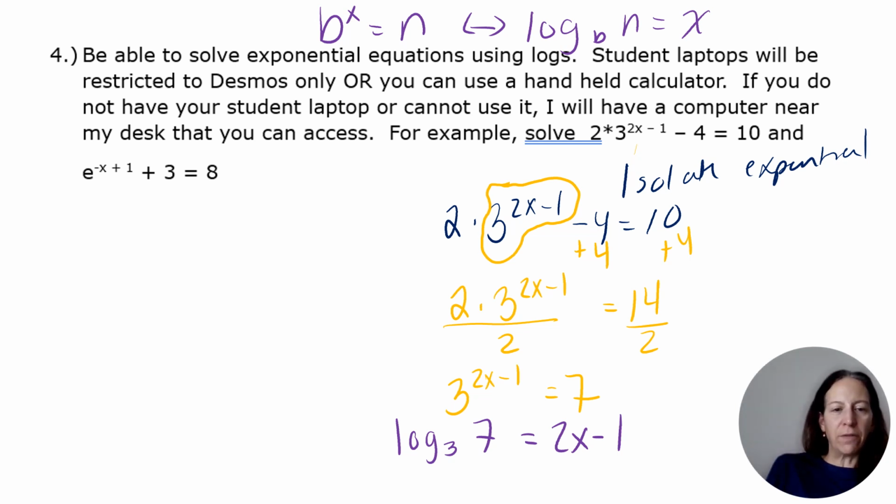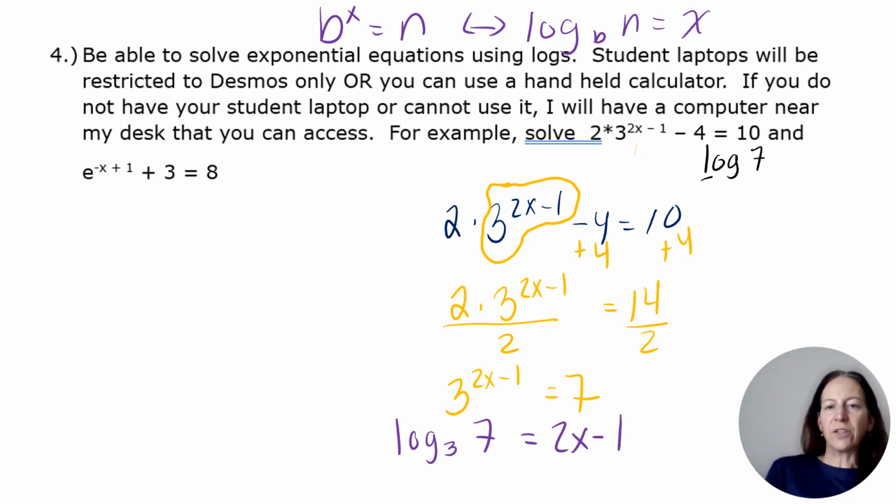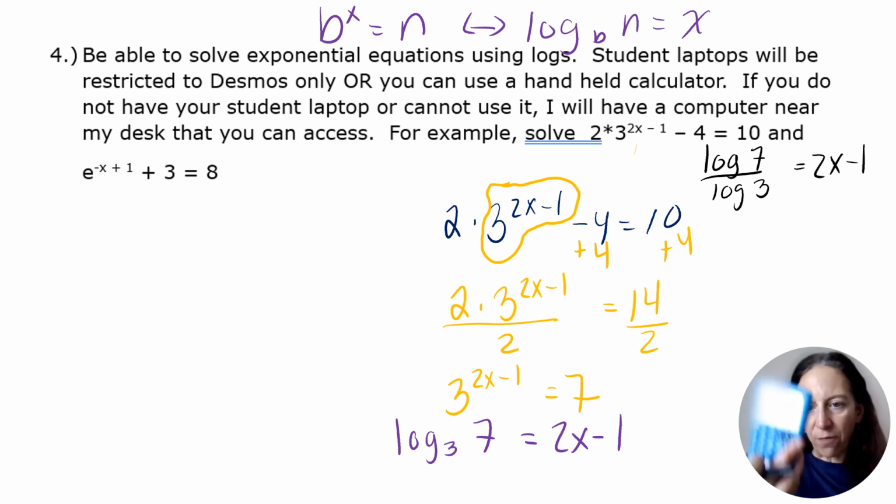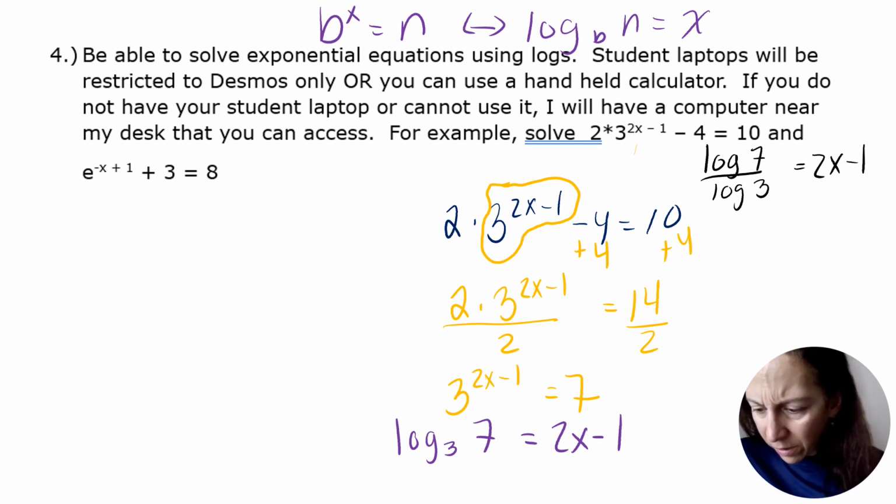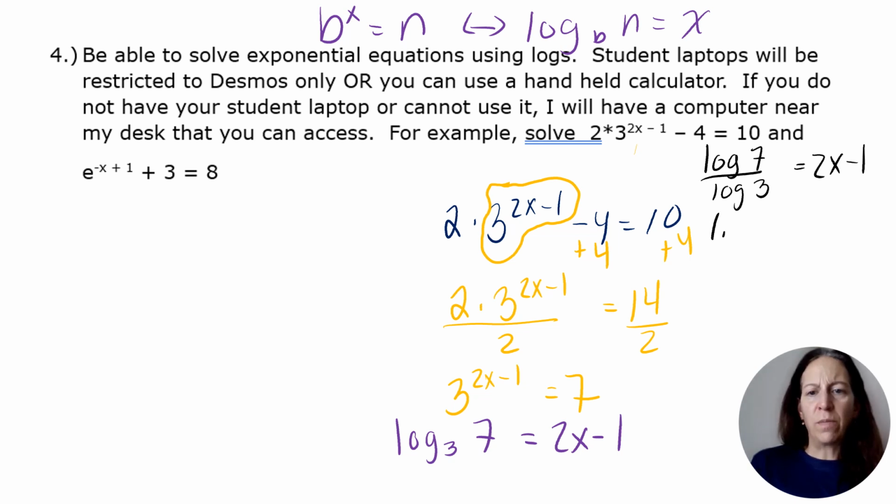And I'm kind of out of space. So I'm going to try to move over to the right, but no guarantees here. So if you need to use the change of base formula, that is the log of the attic divided by the log of the basement. Okay, whatever that is. And I think I do need to do that for the calculator that I am using. So give me a second. So we have the log of 7 divided by the log of 3, and that gives us 1.771. So 1.771 is equal to 2x minus 1.